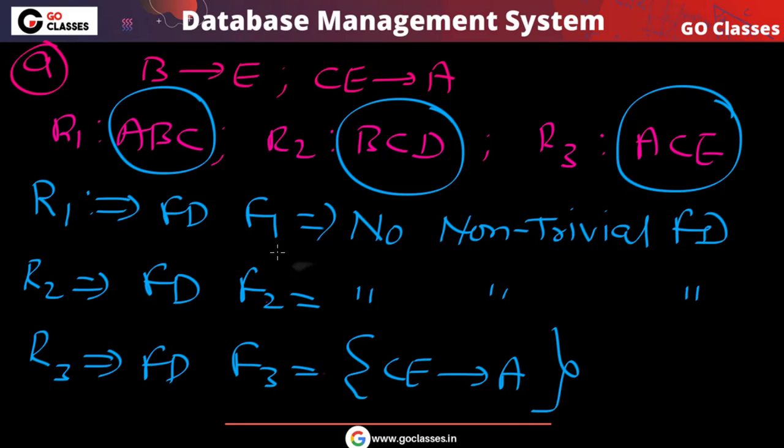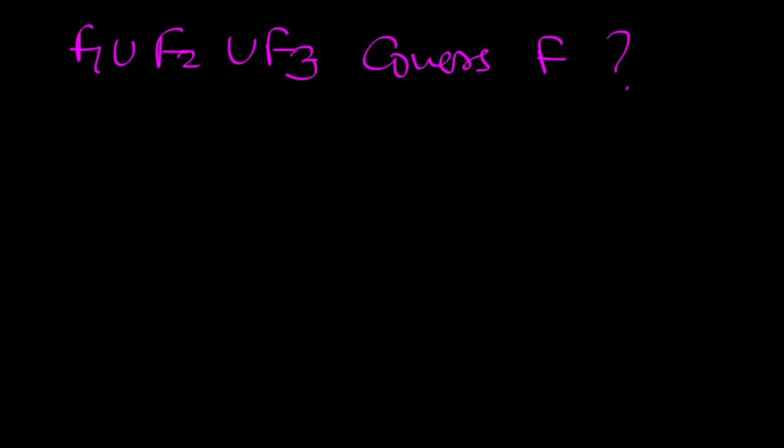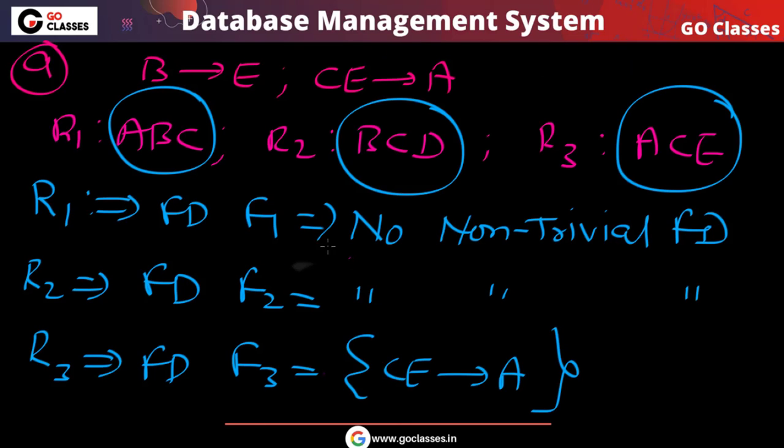Now you can notice this is F1, F2, F3. Now just tell me, this is the question. Can I say F1 union F2 union F3 will cover F? Just ask yourself. You can notice in F1 there is no non-trivial functional dependency. In F2 also there is no non-trivial functional dependency. So only this non-trivial functional dependency we have.